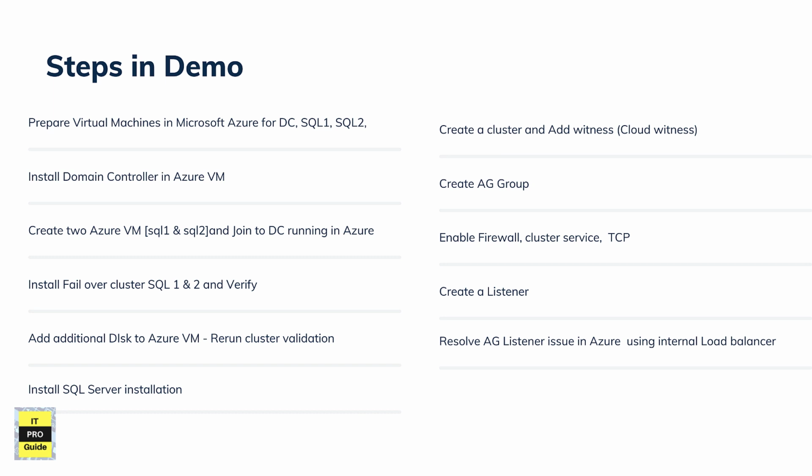Then we create a listener. As I explained, a listener is how the application is going to connect, and we align all the SQL servers behind the listener so that we get high availability, and this makes the failover process fast. But when you create a listener in an Azure environment, it is not going to work straight away. You need to use an internal load balancer in order for the listener to work. But in an on-premises environment, it works out of the box. You don't need to do anything. Then finally we will see how to fail over from one database to the other. So let's begin our demo.